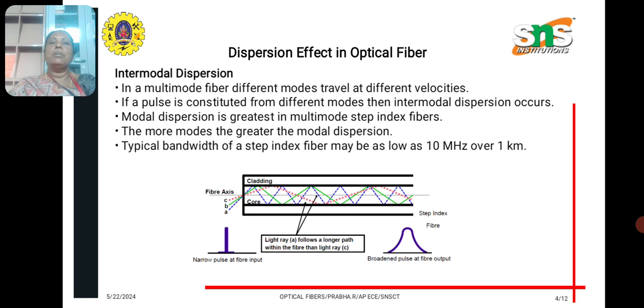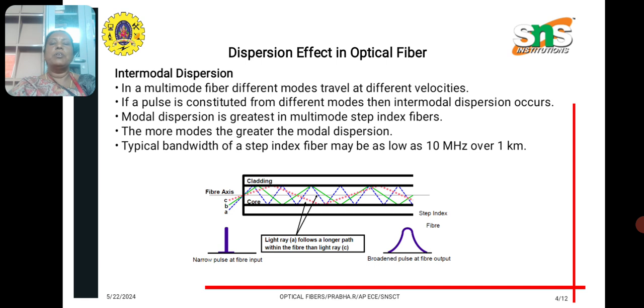And the dispersion effect in optical fiber. Because of intermodal dispersion, the modal dispersion is greatest in multimode step index fiber, and in multimode fiber different modes travel at different velocities. If a pulse is constituted from different modes, then intermodal dispersion occurs, and the more the modes, the greater the modal dispersion. The typical bandwidth of a step index fiber may be as low as 10 megahertz over 1 kilometer.